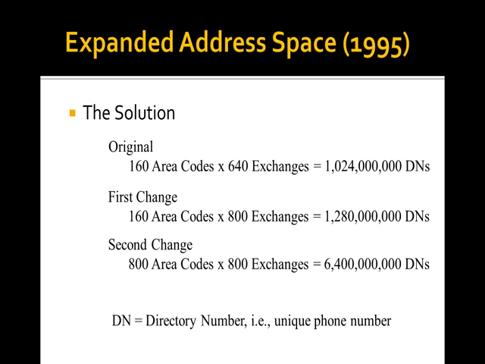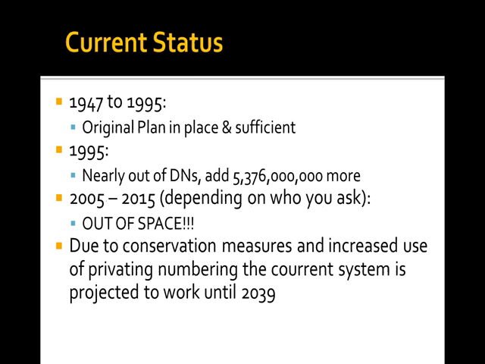After the second change, look what we ended up with. 6.4 billion directory numbers. Okay, this is 1995. There aren't that many people in the world. Now there are. Then there weren't. So we're in good shape, right? Wrong. You knew that was coming. Depending on who you talk to, we've already long ago run out of phone numbers, which is true from a certain point of view.